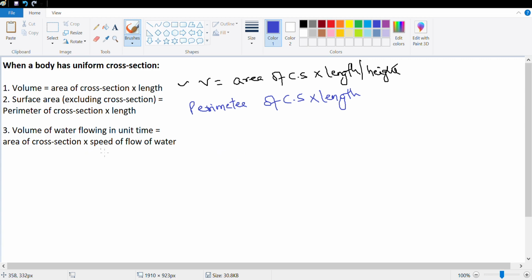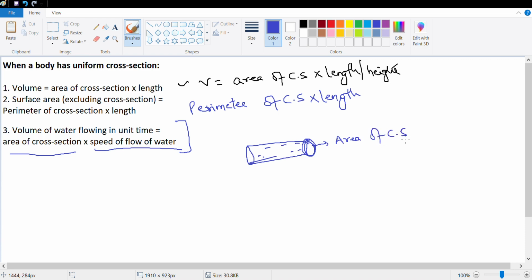In that case, the formula that we use is volume of water flowing in unit time is equal to area of cross section multiplied with speed of flow of water, which means if this is a circular tube from which water is flowing out, then this will depend on the area of cross section. So area of cross section multiplied with the speed of flow. This will give me the water which will flow out in unit time, or any liquid which will flow out in unit time. Let's solve some questions and see how this works.